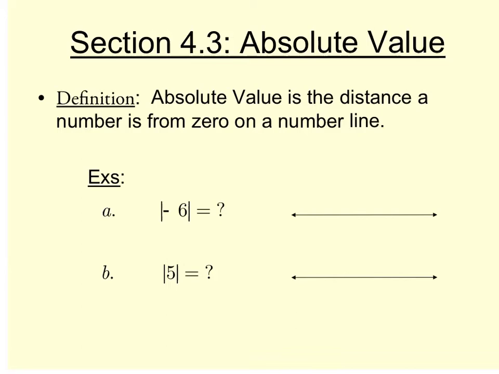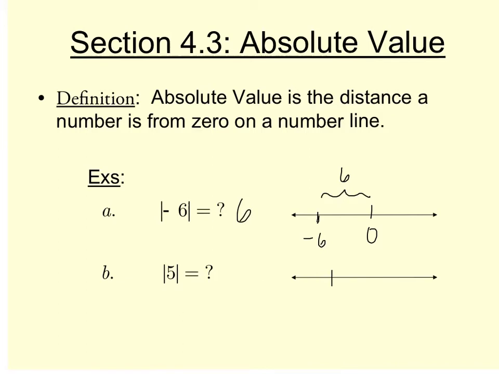The definition here is the absolute value is the distance a number is from 0 on a number line. So if I take a look at this first example, A right here, the absolute value of -6, if we plot those on a number line, the distance between 0 and 6, this distance here, is 6 units. Most of you guys know that absolute value just makes the number positive, but this is the actual definition.